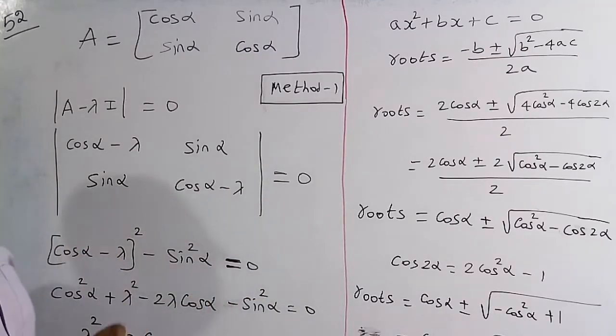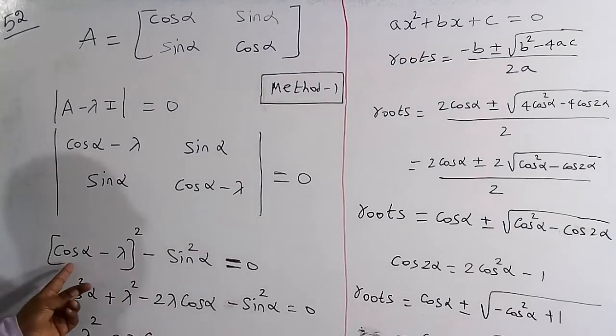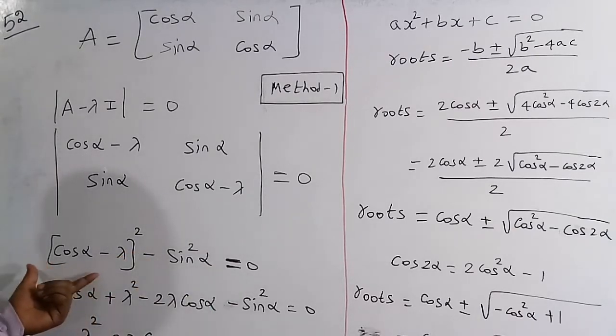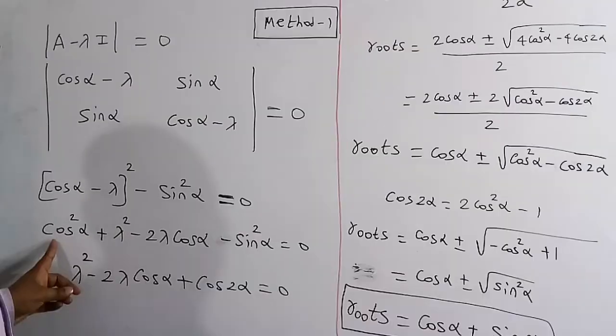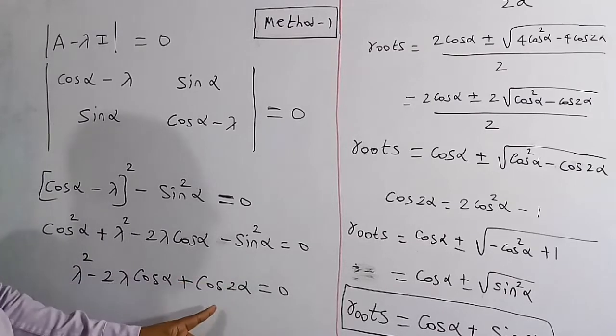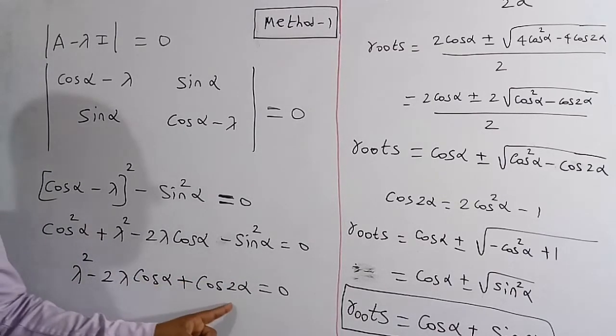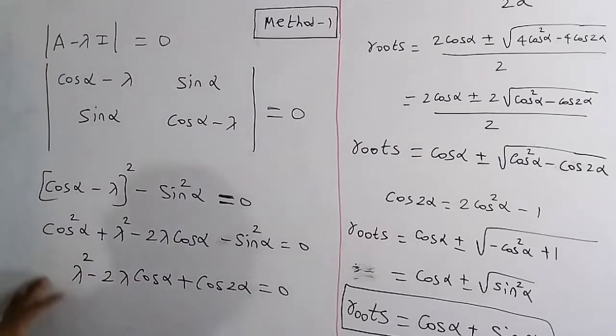So we need to find the determinant of this matrix equal to 0. We are going to get finally (cos alpha minus lambda) whole square minus sin square alpha is equal to 0. So if we expand this equation, we are going to get it in this manner, but cos square alpha minus sin square alpha is cos 2 alpha. So therefore lambda square minus 2 lambda cos alpha plus cos 2 alpha is equal to 0. So this is in the format of x square plus bx plus c.